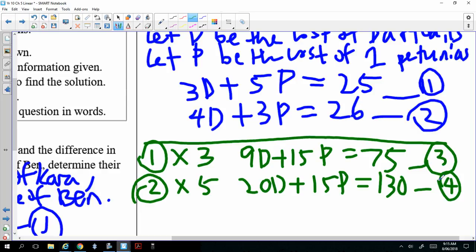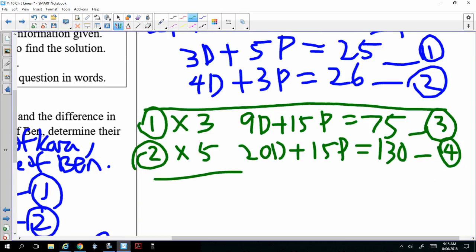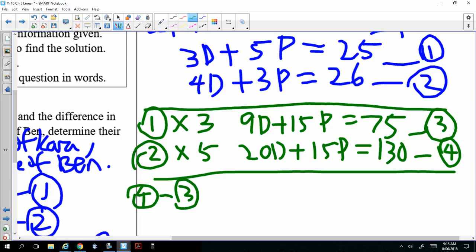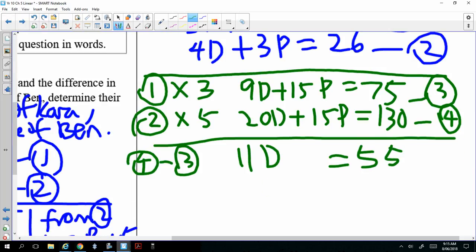So let's subtract. Maybe I subtract equation 3 from equation 4 because then we don't have negative numbers. So 20 minus 9 is 11D. 15P minus 15P is gone. 130 minus 75 is 55, which will give you an integer value. So therefore the cost of daffodil is exactly $5. And the cost of P will be found by substituting into 1.